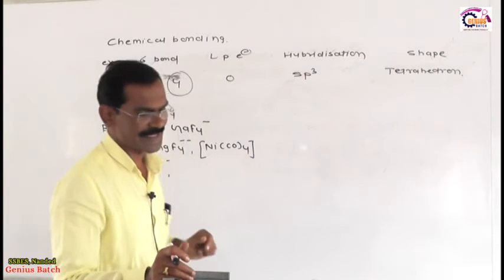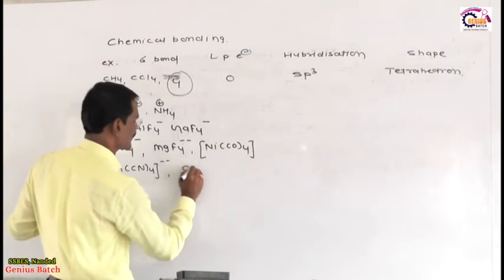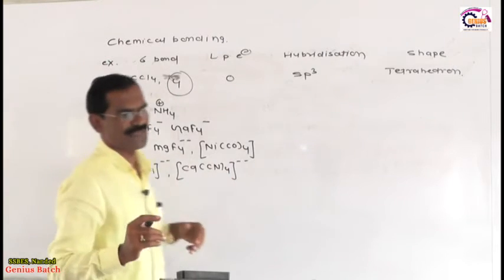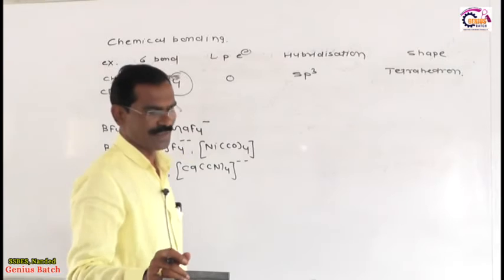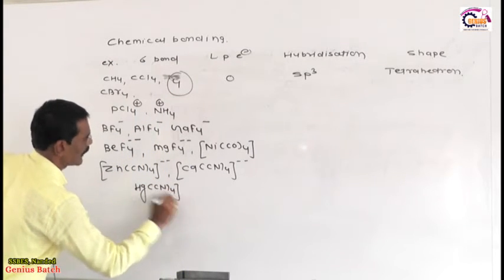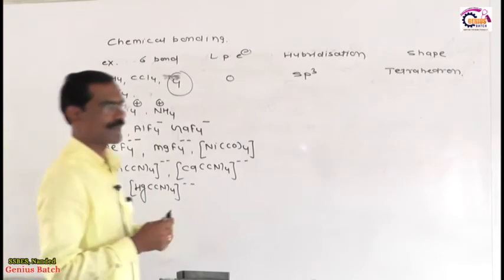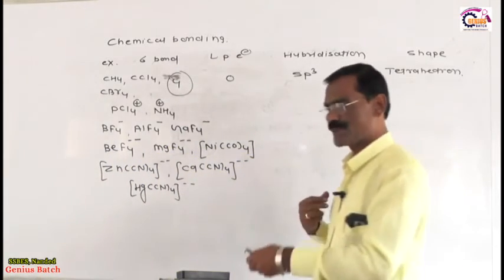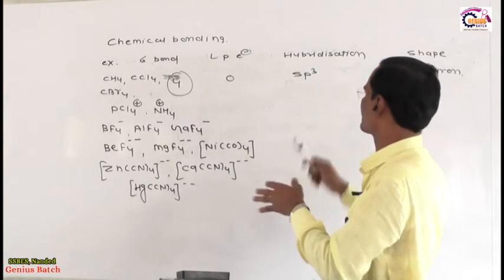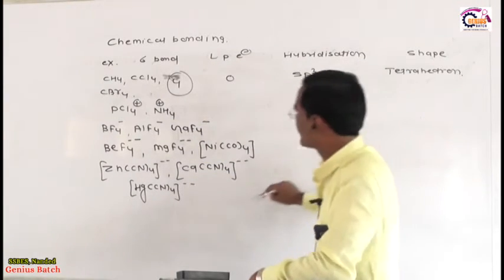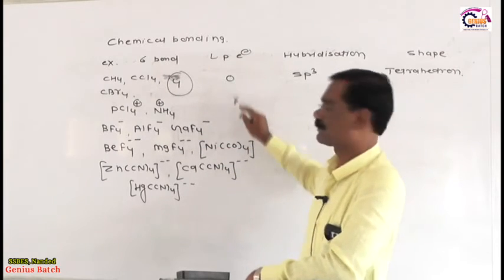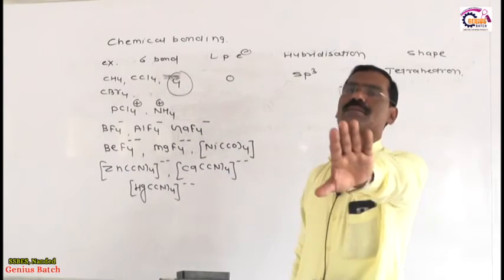Zn(CN)4 2 minus, Cd(CN)4 2 minus, dear student. After that Cd, for example Cd(CN)4, and here we are putting 2 minus. After Cd(CN)4, then finally we consider Hg(CN)4 2 minus. You keep in your mind. As per my idea, these are many examples for sp3 hybridization, in which these are the molecules in which only 4 sigma bonds are present around the central atom without lone pair. These molecules don't have any type of lone pair.